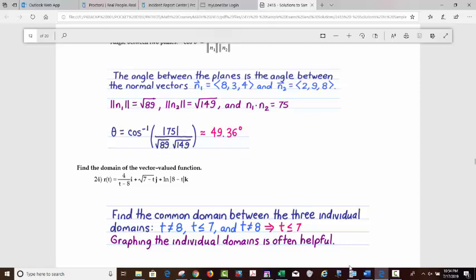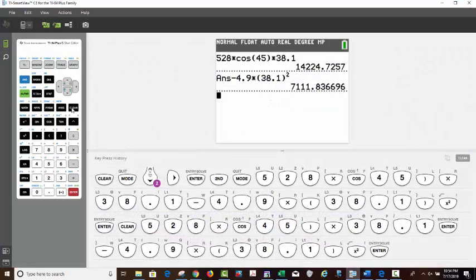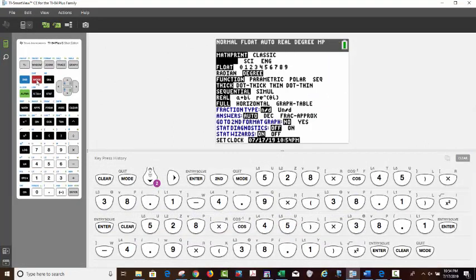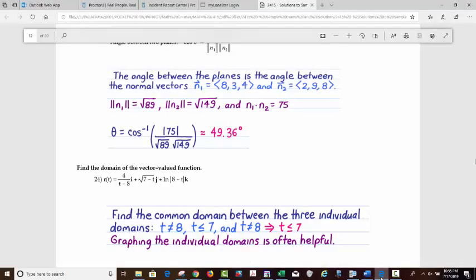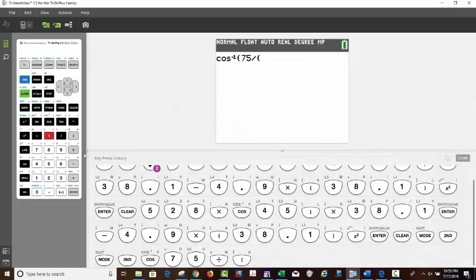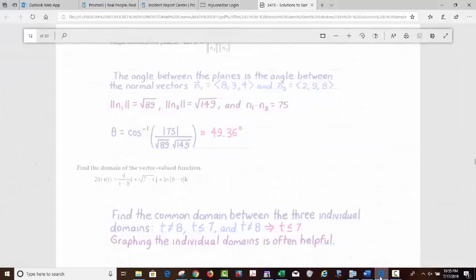I didn't have the calculator screenshot here, but I'll just do it real quick so we can see it. I want to make sure I'm in degree mode. I am. So I want to go cosine inverse 75 divided by, I want to put parentheses here. And let me see what those numbers were again. 89 and 149. Actually, you can multiply the two numbers under the radical if you want to also. That would be mathematically correct. I already forgot again. 149, yeah.